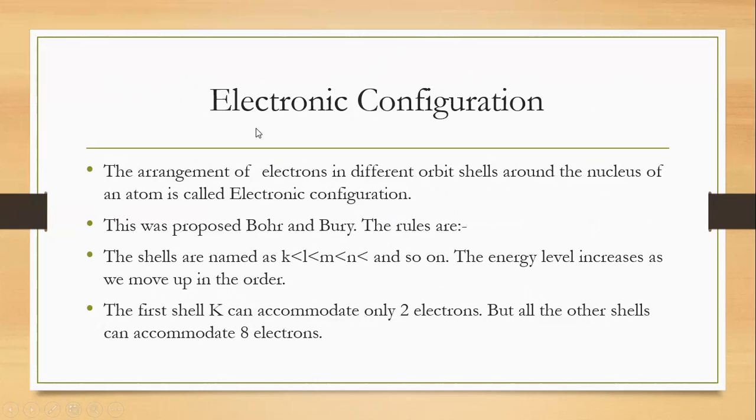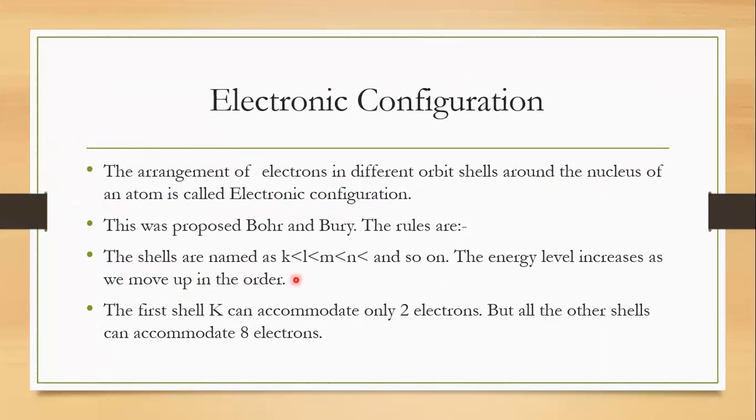Electronic configuration. Electronic configuration is a very important topic, so it is very important to understand this. This also helps in finding out the valency of an element. So we need to clearly understand the electronic configuration. The arrangement of electrons in different orbitals around the nucleus of an atom is called electronic configuration. And this was proposed by Bohr and Bury, two famous scientists who gave the arrangement of electrons in different orbitals.